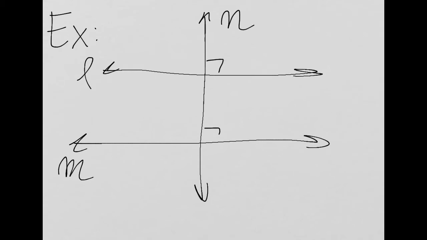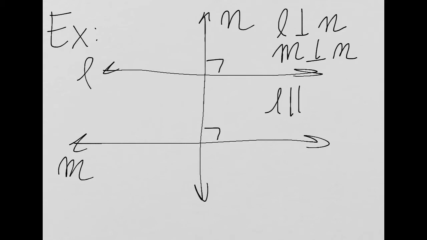And they're both perpendicular to N, so L is perpendicular to N, and M is perpendicular to N. So then, by theorem 3-9, I know that L is parallel to M, because L is perpendicular to N and M is perpendicular to N, so then L has to be parallel to M.